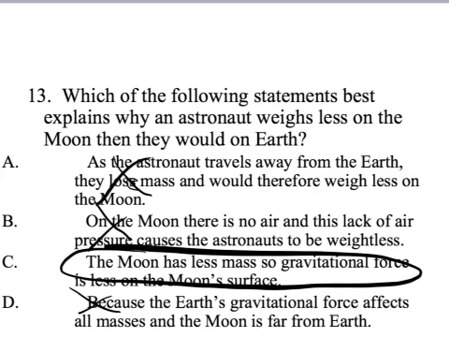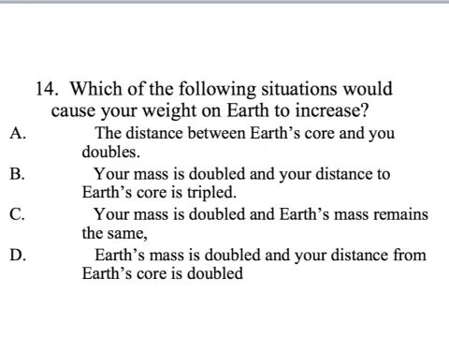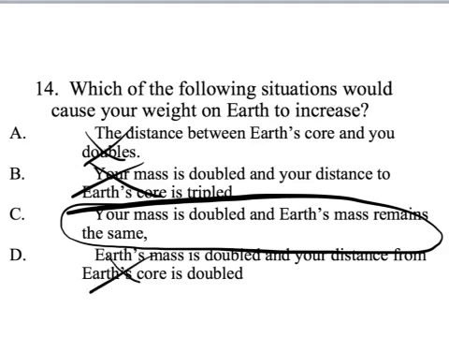Which of the following situations would cause your weight on Earth to increase? Weight, right? We're not talking about mass. We're talking about weight. The distance between the Earth's core and you doubles? Nope. Your mass is doubled and your distance to the Earth's core is tripled? Nope. Your mass is doubled and the Earth's mass remains the same. That would cause a weight increase. Everything else was also impacting Earth, which also would not necessarily impact your weight. But if we double our mass and the Earth's mass remains the same, we're going to have an increase in weight.